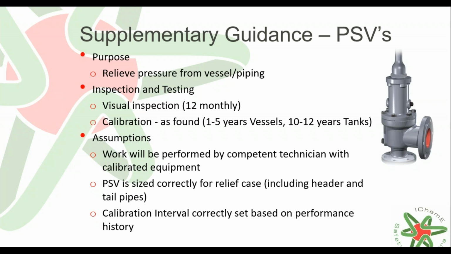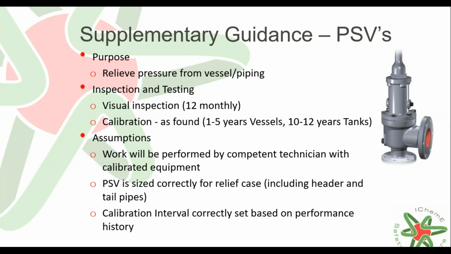So typically with PSVs, we have an external visual inspection, which is done every 12 months. And then we have a calibration pop test, which is done every, depending on the service, 1 to 5 years for a vessel or a little bit longer for tanks. The important part of that calibration is we need to calibrate as found, because as found is actually the condition of the PSV as it was at the end of service. If we don't do the as found, then that information becomes essentially next to useless, because it doesn't actually tell us how the PSV performed in service.